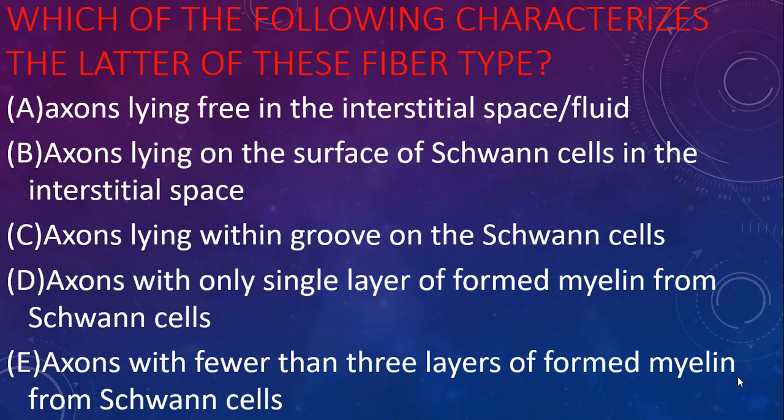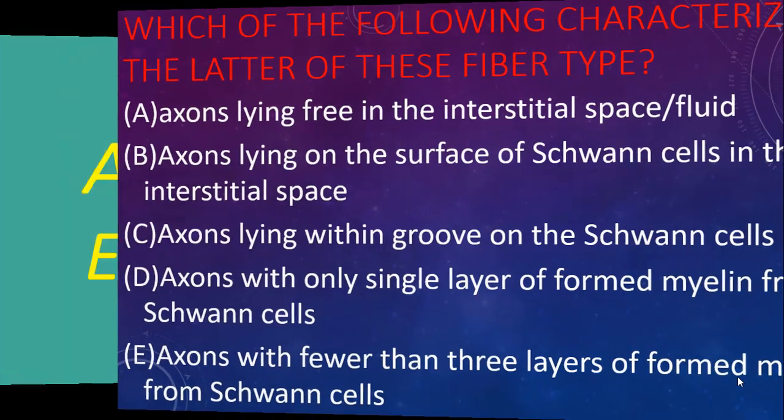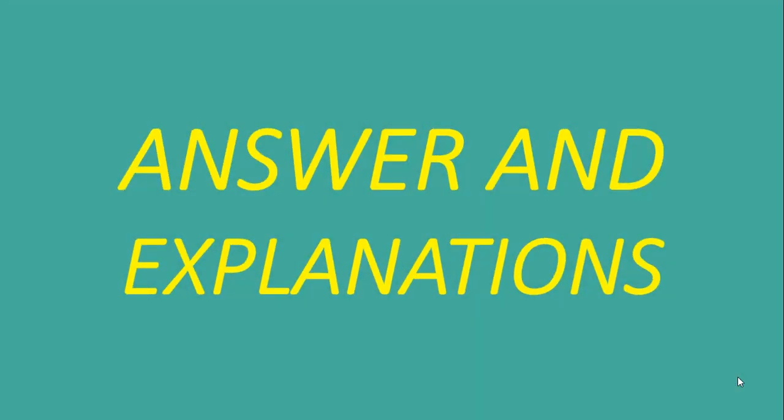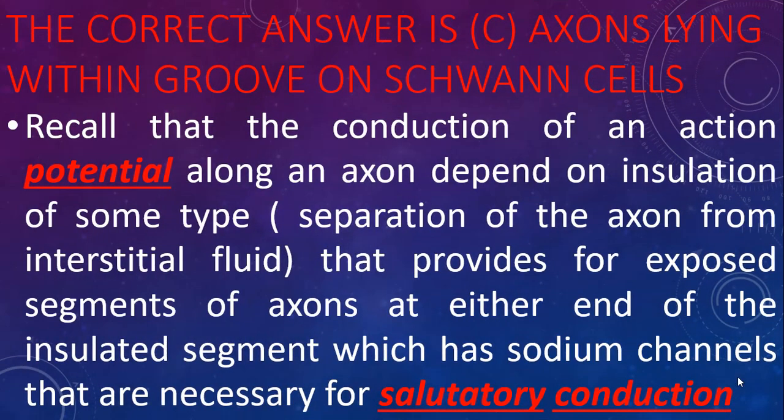A. Axon lying free in the interstitial space fluid. B. Axon lying on the surface of the Schwann cells in the interstitial space. C. Axon lying within a groove on the Schwann cells. D. Axon with only a single layer of formed myelin from Schwann cells. E. Axon with fewer than 3 layers of formed myelin from Schwann cells. Answer and explanation. The correct answer is C. Axon lying within a groove on Schwann cells.